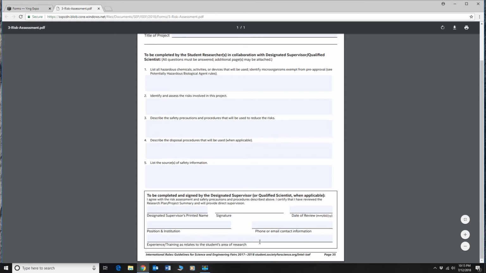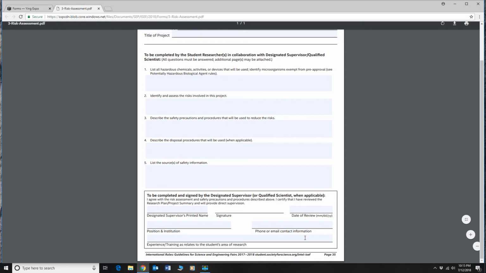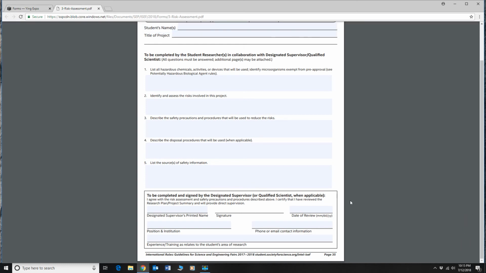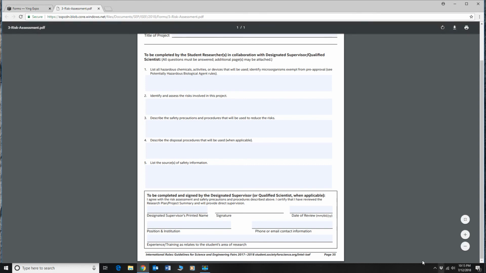Experience and training as it relates to the student's area of research. It's an important line. It's often left blank. It needs to be filled out. Did you have a discussion with a qualified scientist? Did you do some reviewing online? Did you read the MSDS forms? Whatever you've done, the designated supervisor has done to train themselves to be a safety person for this project. That should be mentioned there. And that is it.